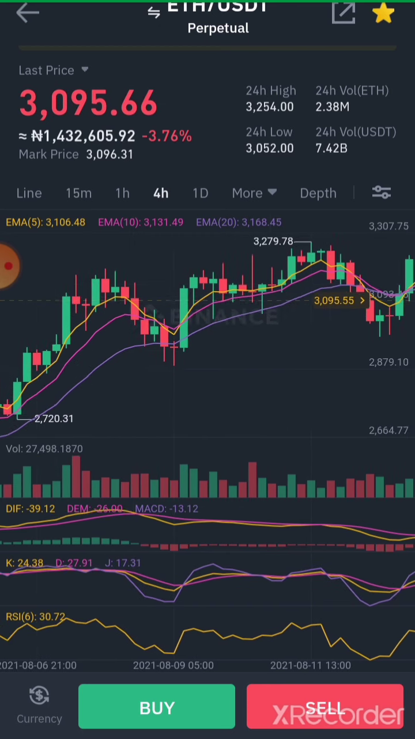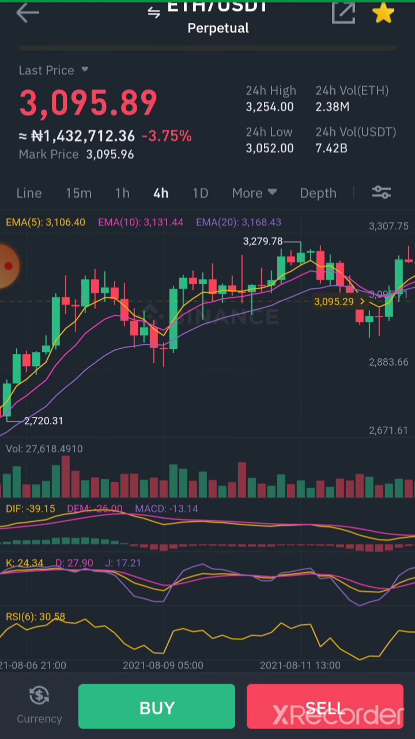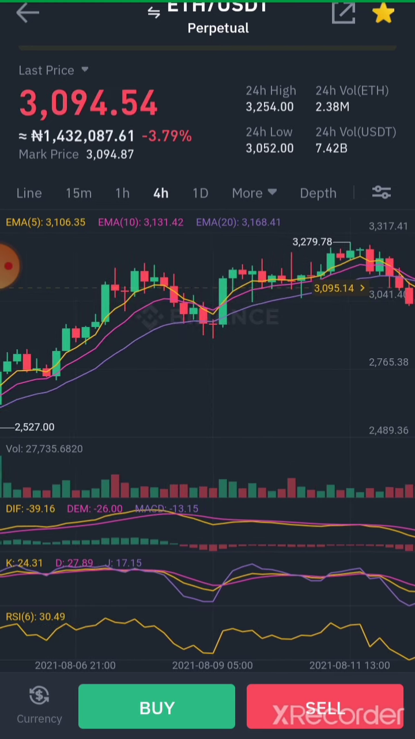And don't forget, moving average is a lagging indicator. It only gives you data on recent price movements. It's actually a lagging indicator.